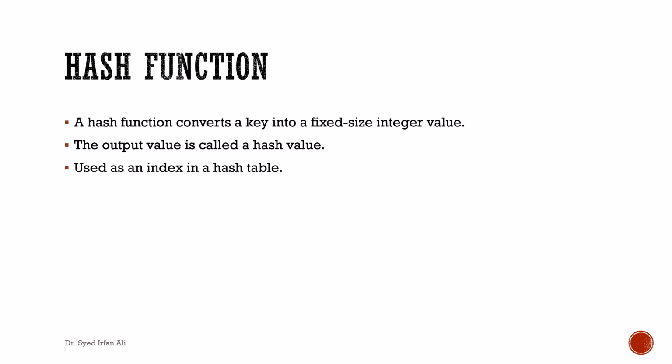A hash function is a mathematical function. It converts a given key into a fixed size integer value. This value is called a hash value. The hash value is used as an index in the hash table. Using this index, data can be stored and retrieved easily.